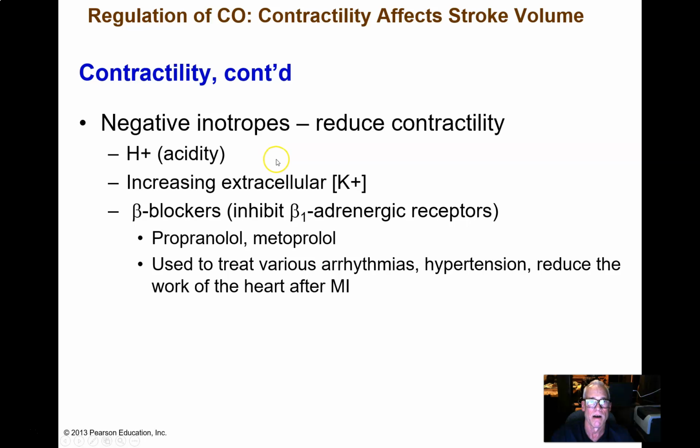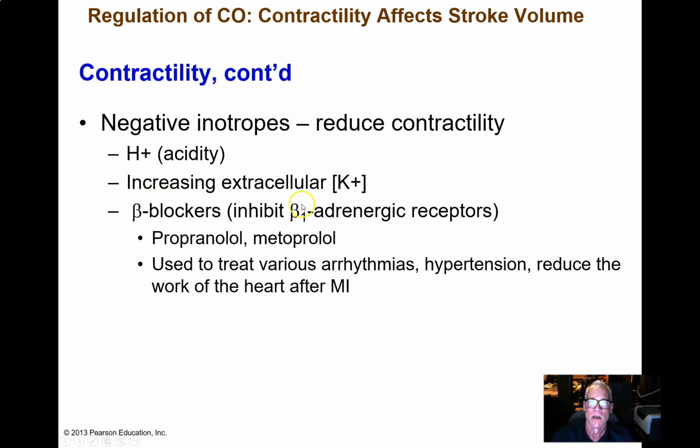How about potassium? If there's too much extracellular potassium... We need a low potassium outside the cell so we can have a high potassium inside the cell. And we need a difference. And if you start raising the extracellular potassium, there's not enough of a gradient to cause repolarization of the cells at the end of each action potential, and you're going to weaken the heart function.